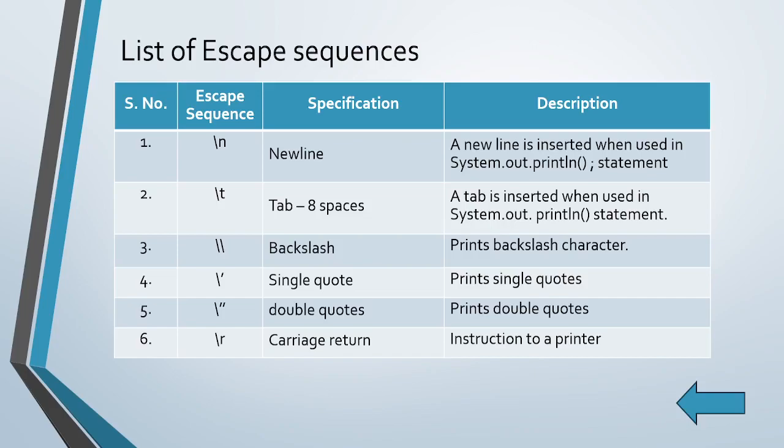Backslash t means give 8 spaces, tab. Since backslash has got some meaning, in order to print backslash, we need to put 2 backslashes. Escape sequences always start with a backslash. Backslash single quote means print single quotes. Backslash double quotes, print double quotes. Backslash r, instruction to a printer, carriage return.